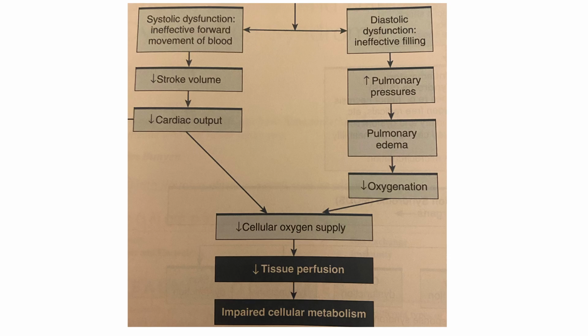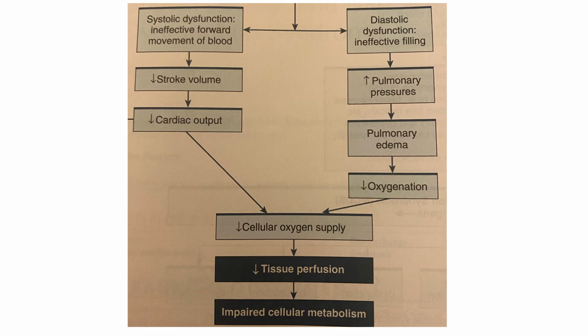So when we have diastolic dysfunction, we have an increase in pulmonary pressures because we have a backflow, because we have ineffective filling. So that leads to backflow into our pulmonary system, meaning increased pulmonary pressures, pulmonary congestion, pulmonary edema. We may hear crackles in the lungs. Our patient may become very short of breath. And of course, that's going to lead to decreased oxygenation, meaning impaired cellular oxygen supply, so perfusion is going to go down and cellular metabolism is going to be impaired as well.